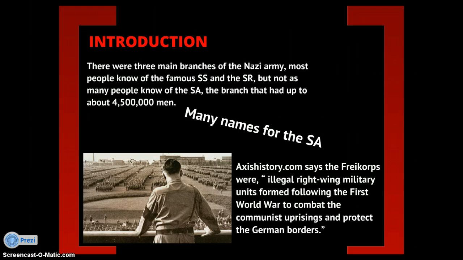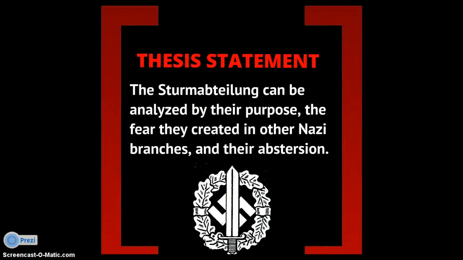AccessHistory.com says the Free Corps were illegal right-wing military units formed following the First World War to combat communist uprisings and to protect the German borders. The Sturmabteilung can be analyzed by their purpose, the fear they created in other Nazi branches, and their abstersion.